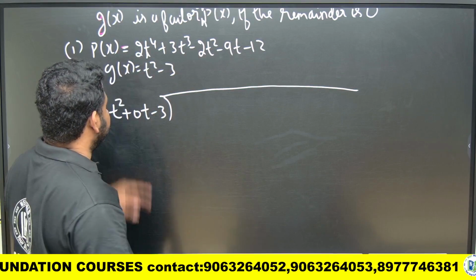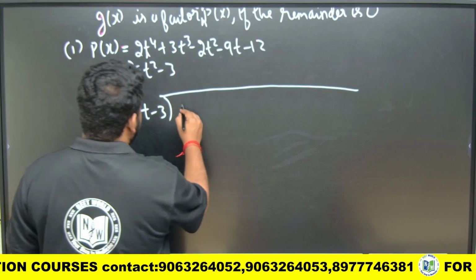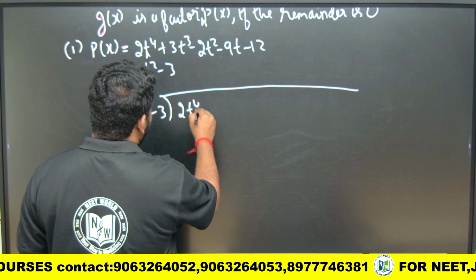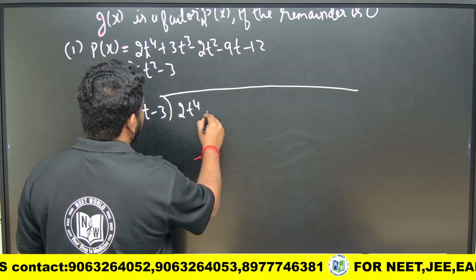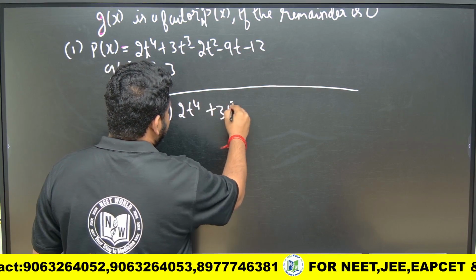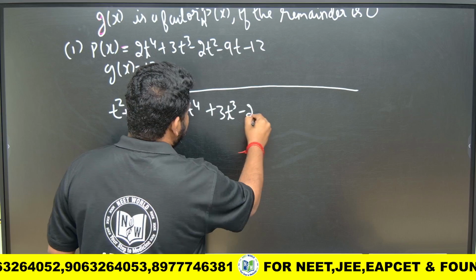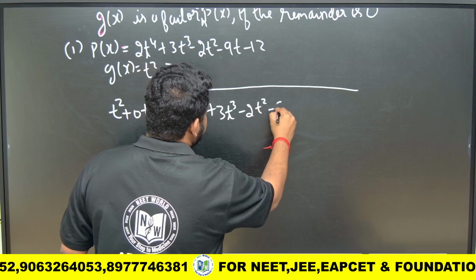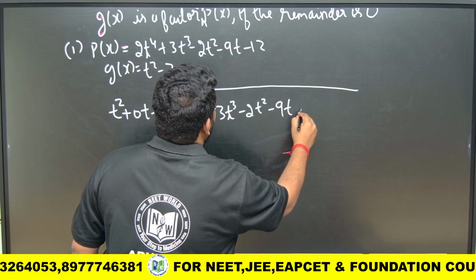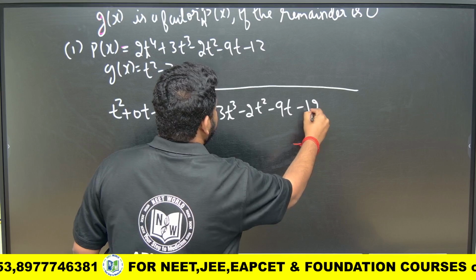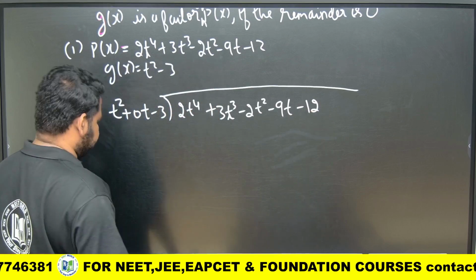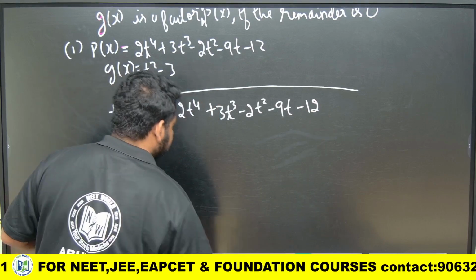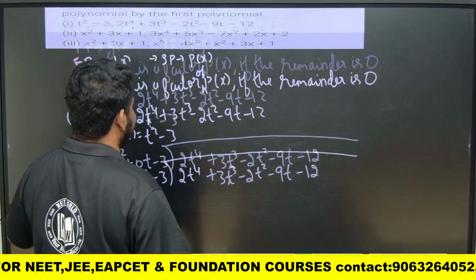Here also, 2t to the power of 4 plus 3t cube minus 2t square minus 90t, and what is it? Minus 12. Correct? That is what we have in the question: minus 12.